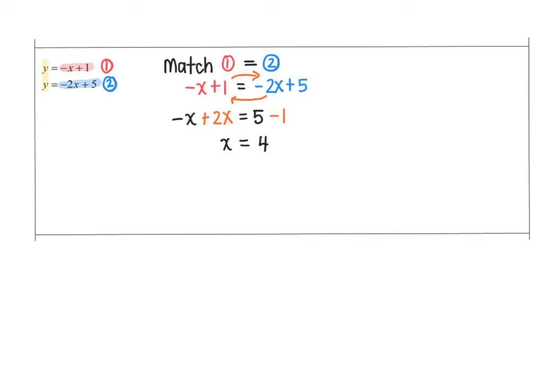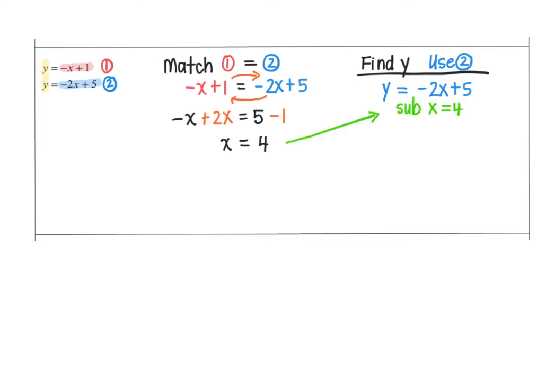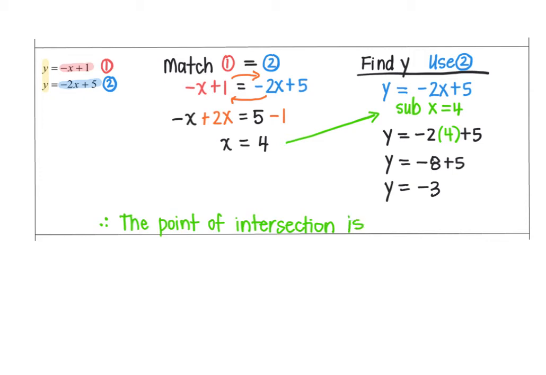Now, we need to find y. We'll use equation 2 in this case. So I'll write out the equation y equals negative 2x plus 5, and I'll substitute in our known value of x equals 4. When we do that, we'll have y equals negative 2 times 4 plus 5. That will mean y is equal to negative 8 plus 5, or y is equal to negative 3. And now we have the y-coordinate of our point of intersection. So we can put these two things together and say that the point of intersection is (4, -3).